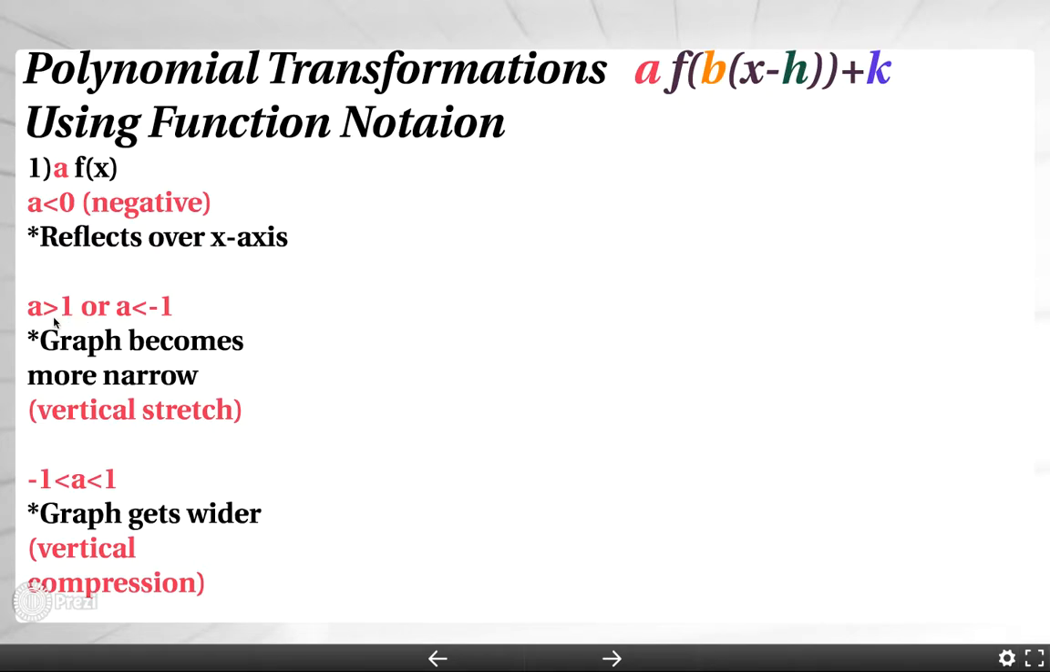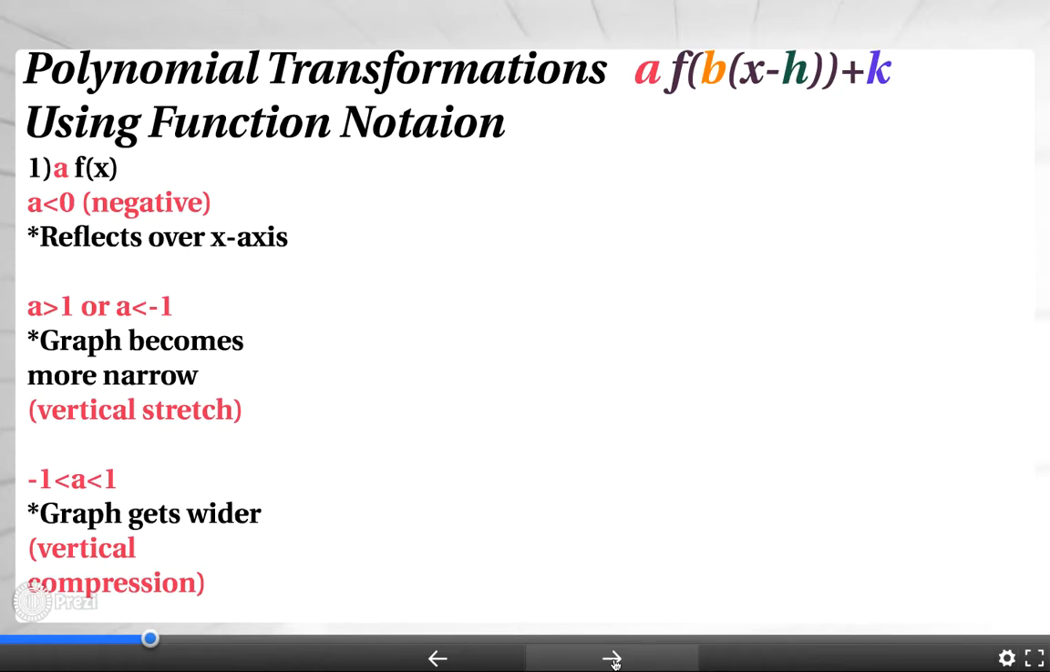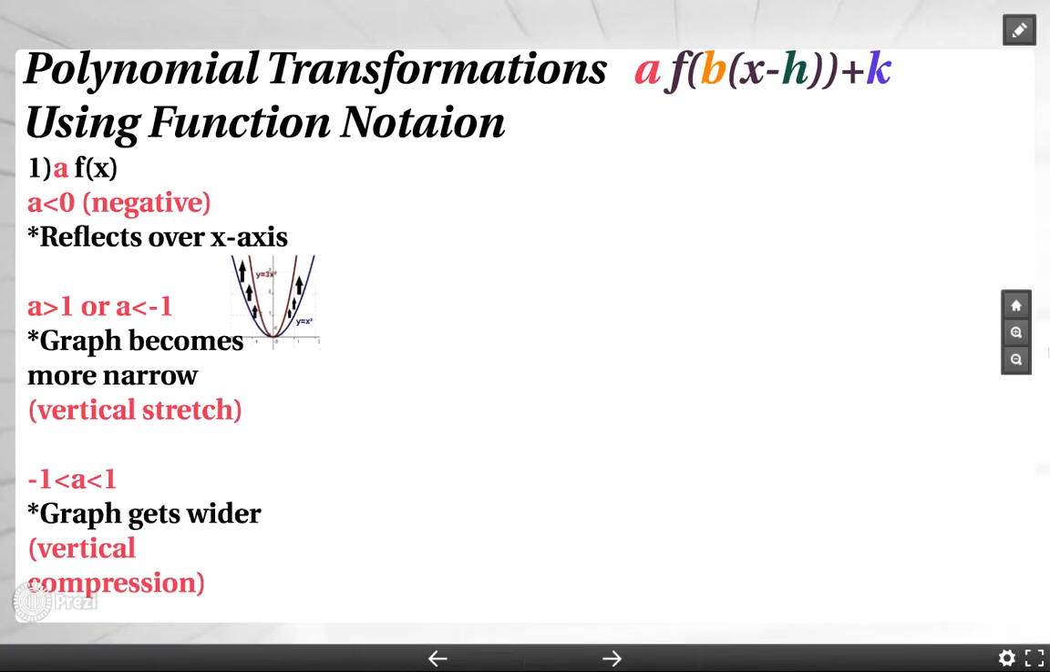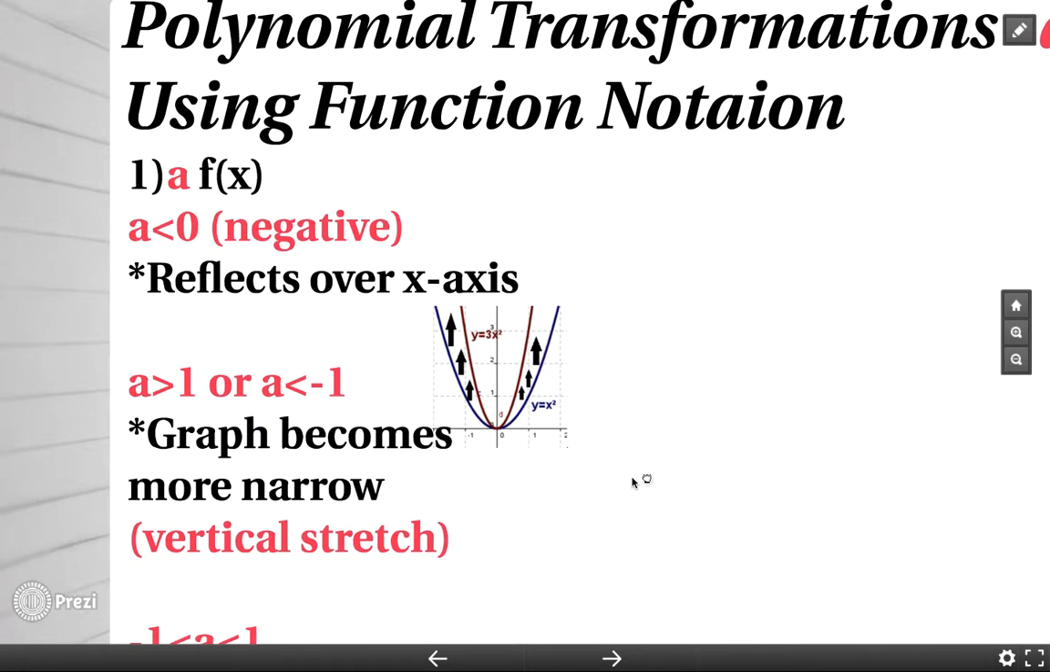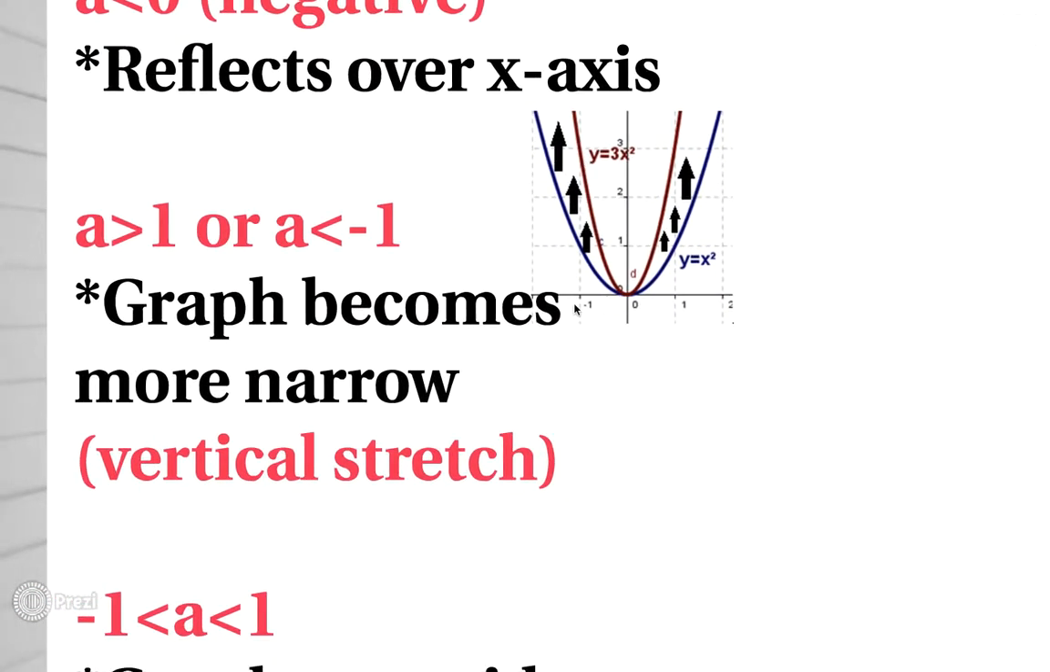When A is greater than 1 or less than -1, or basically, guys, when A is not a fraction, the graph becomes more narrow, and this is called a vertical stretch. So I have a little picture here to demonstrate what that is. If the blue graph is our parent function, or the original graph, if we stretch up, I visualize stretching the arrows upward. If we do that, the graph is going to get skinnier. So remember, no matter what, if the number is not a fraction, it gets skinnier.